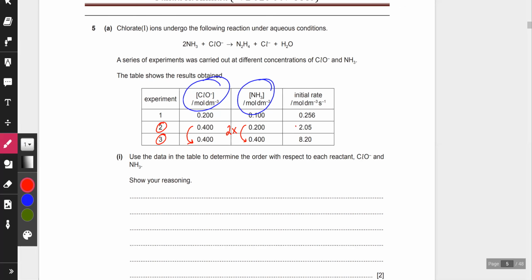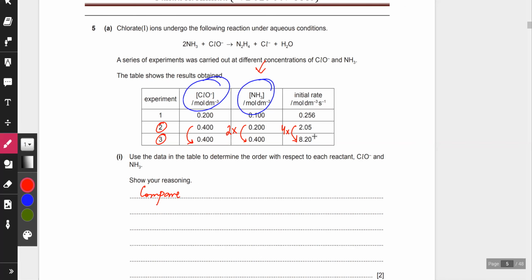How many times is the rate changing? If you get confused, divide this number by this number. What's the value that you're going to get? 4 times. So what is the order with respect to NH3? 2. Second order. Okay, that says order 2.